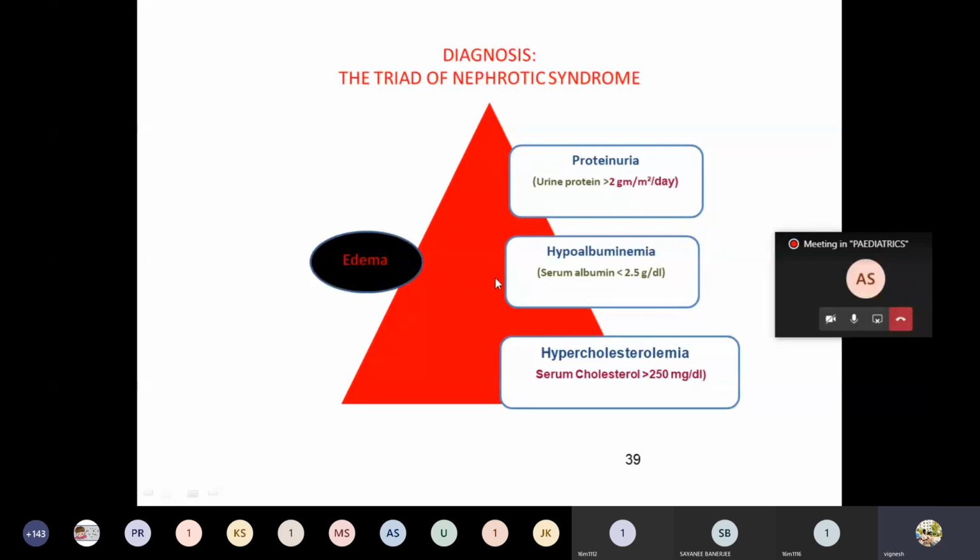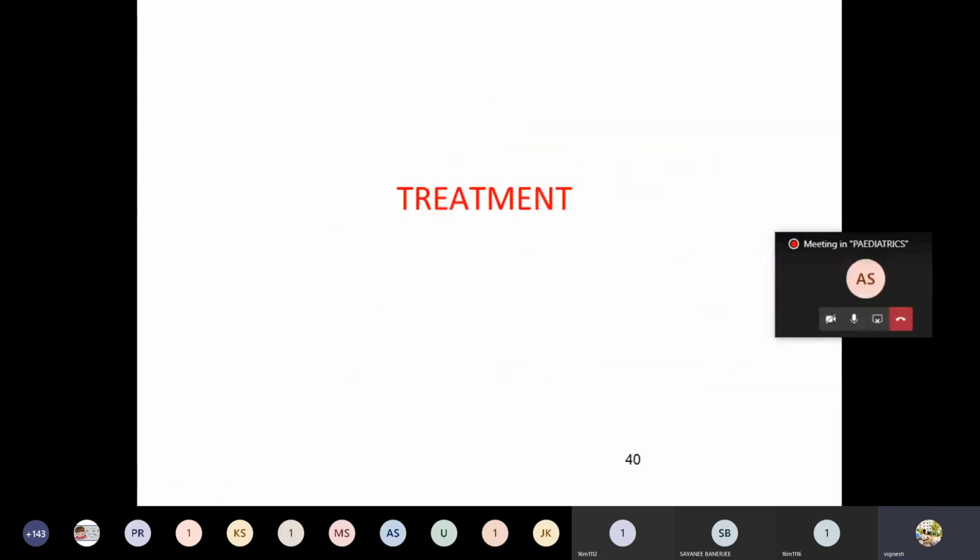Please remember this diagram. You have to draw this diagram in the examination. It is self-explanatory to the examiner. I think you will get good marks in this. Let us see, once you diagnose, how to treat nephrotic syndrome.